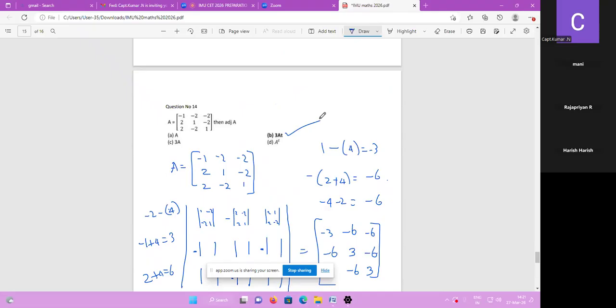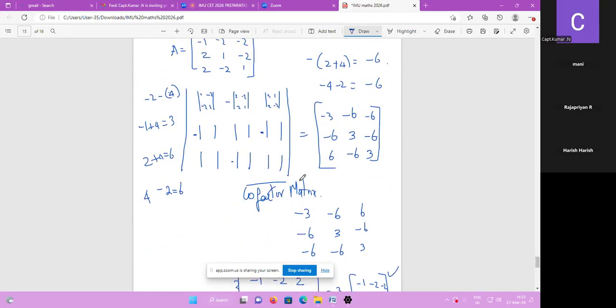Okay. There is no trick in finding adjoint A. You've got to be able to. But you may stop here. You can stop here because they are using transpose. So check the cofactor matrix. If it is 3 times A, you can go for 3A transpose. That is the simplest way I can find.